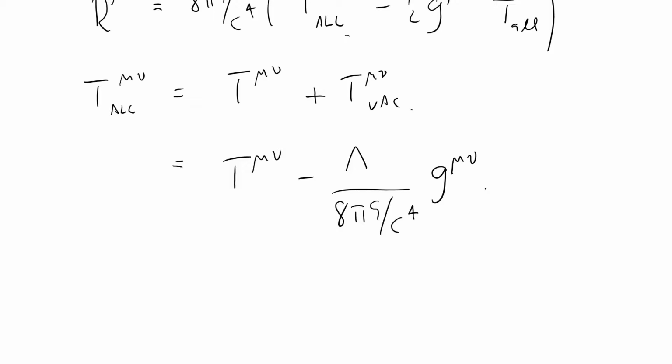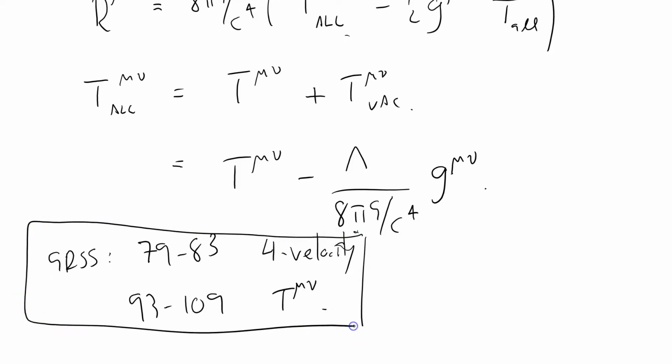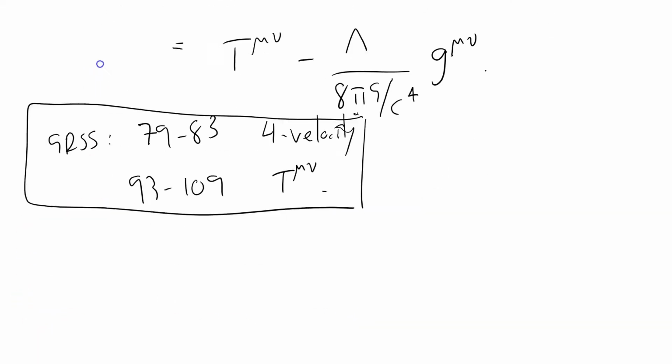You're going to need to know GRSS, the original Trintragular playlist, numbers 79 through 83 for 4 velocity, and also numbers 93 through 109 for the stress energy tensor. That's prereq knowledge for this screencast here.